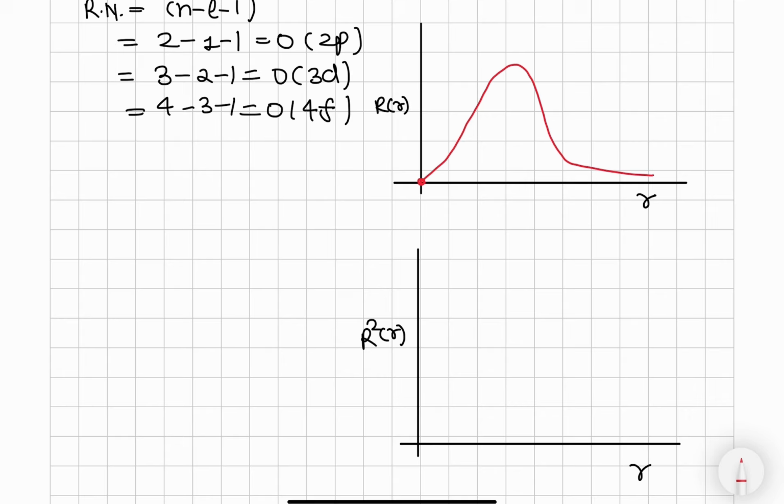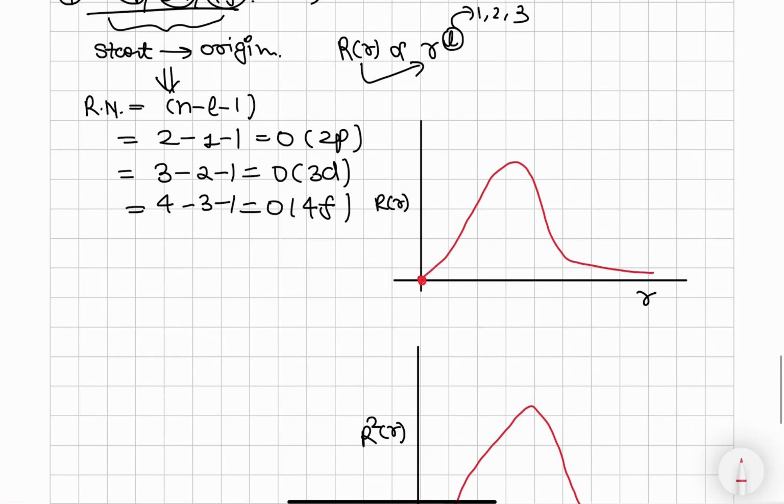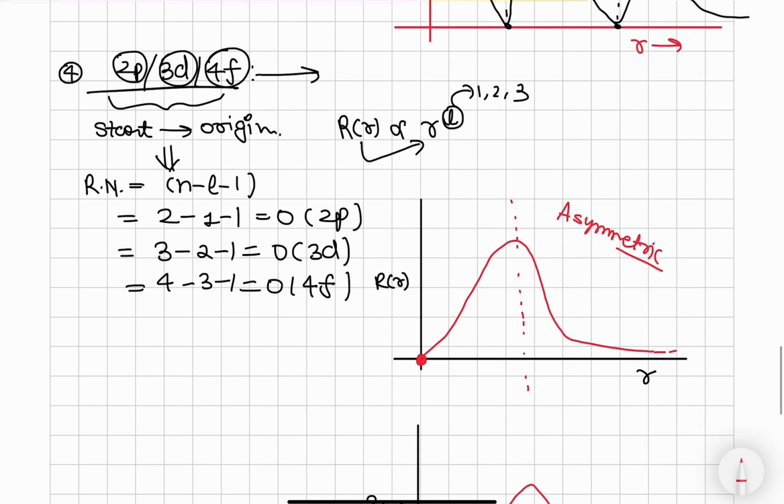Graph will start from origin, no cut with x-axis, and after this becomes parallel to x-axis. Okay, and square of the 0 is 0. That means nature of the R square R will not change, will be similar. This graph will be symmetric or asymmetric? This graph will be asymmetric, because if you draw the imaginary line, you can see this graph will be asymmetric, because here it is touching 0 and it becomes parallel to x-axis. Okay, this graph will be for 2p, 3d, and 4f.